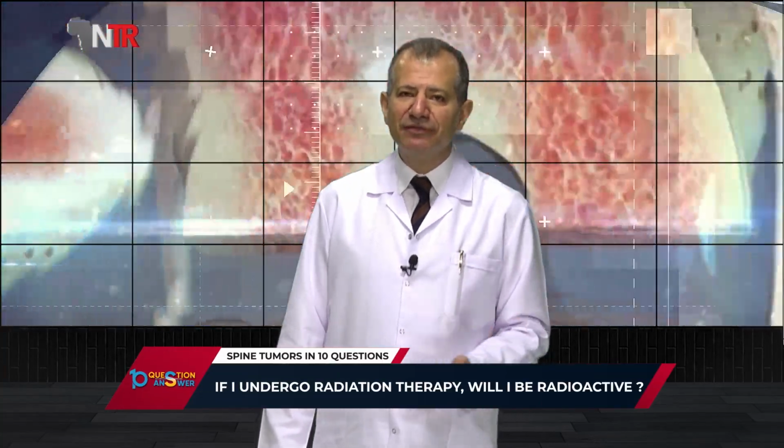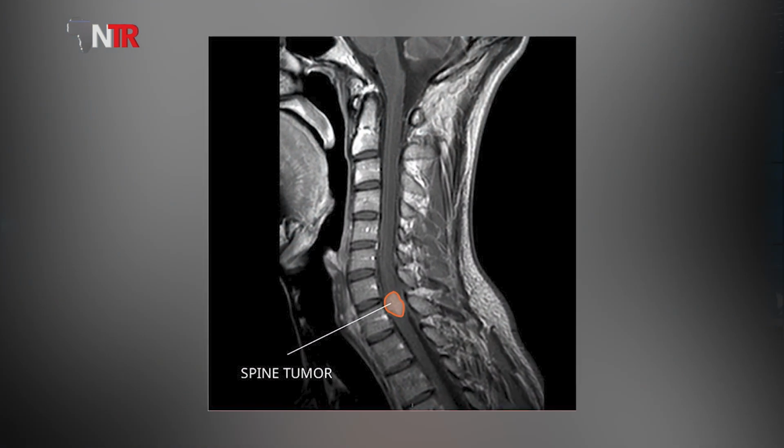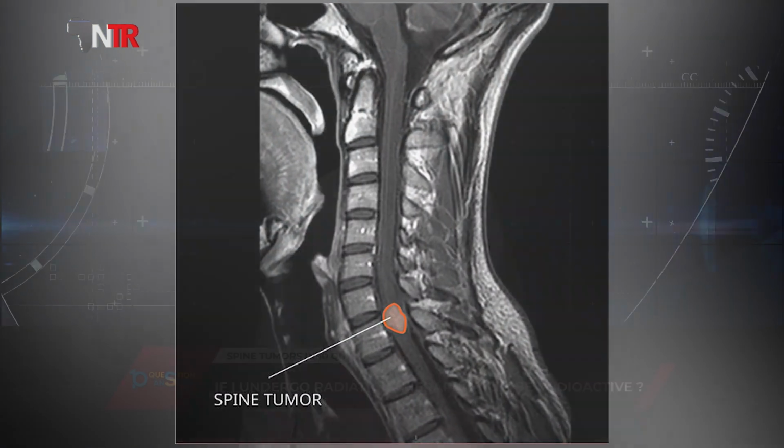My ninth question is, if I undergo radiation therapy, will I be radioactive? Most patients who need radiation therapy undergo external radiation therapy, which does not make you radioactive. This type of radiation therapy is often provided on an outpatient basis. Sometimes patients have side effects like nausea, vomiting, other symptoms, or local burning, but these can be easily managed with medical treatments.